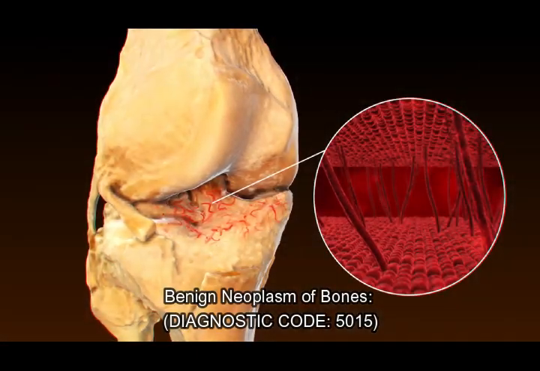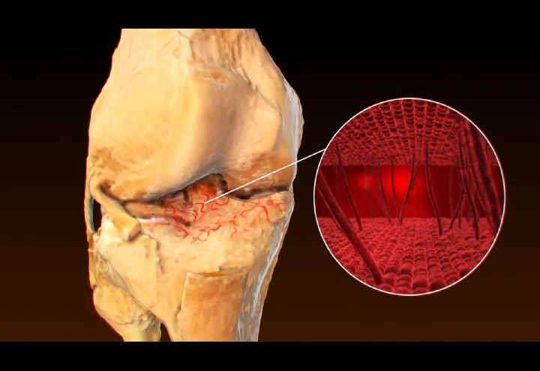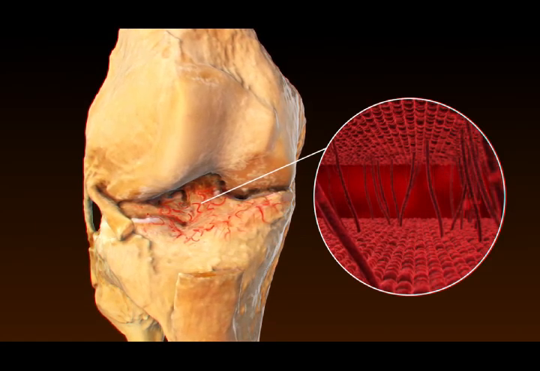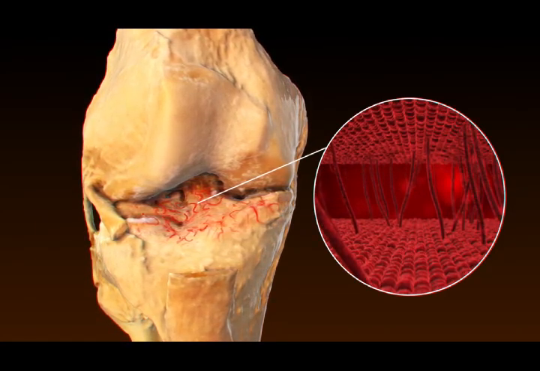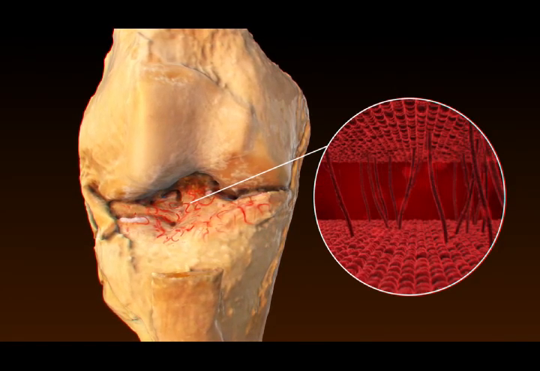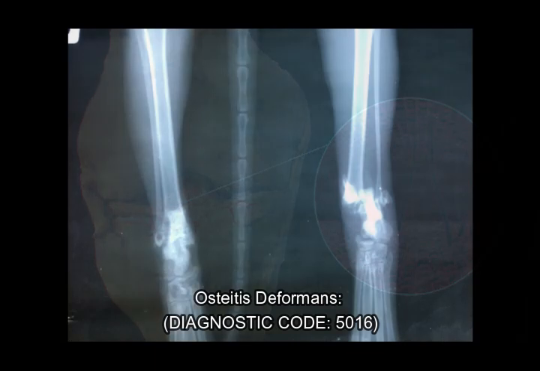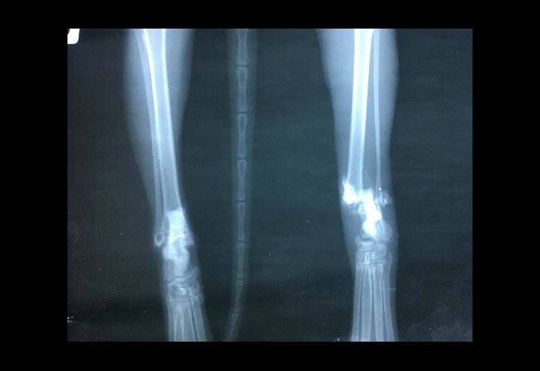Benign neoplasm of bones. Diagnostic code 5015. This refers to non-cancerous tumors in the bones that can cause bone pain, swelling, and potential structural problems. These tumors are often detected through imaging studies such as X-rays or MRIs. Osteitis deformans. Diagnostic code 5016. Also known as Paget's disease, it involves the abnormal breakdown and formation of bone tissue.